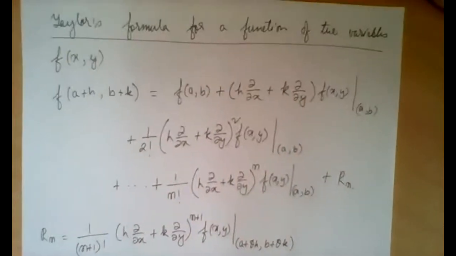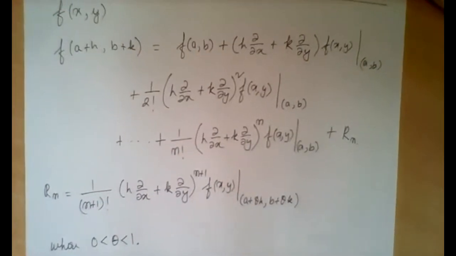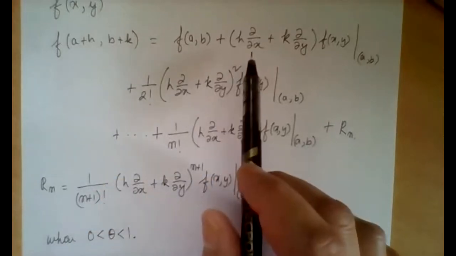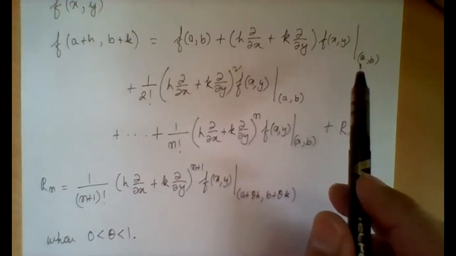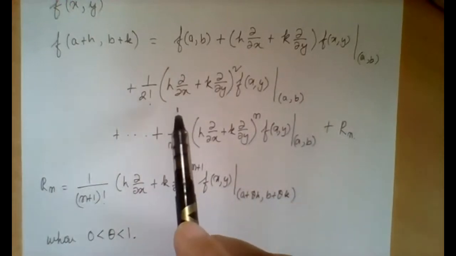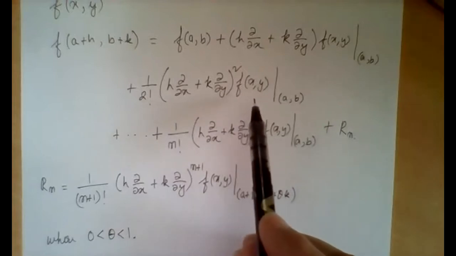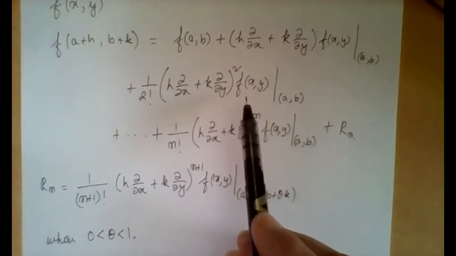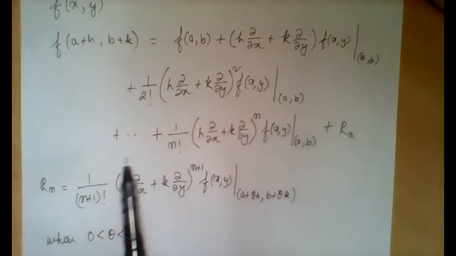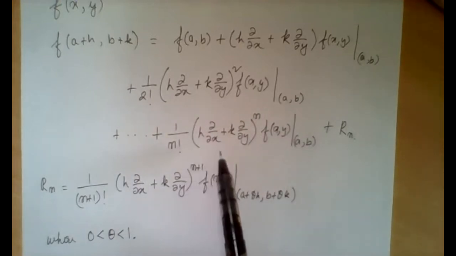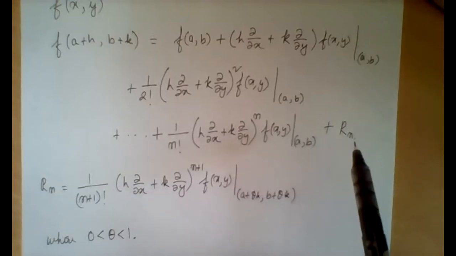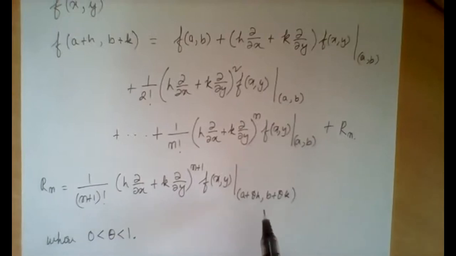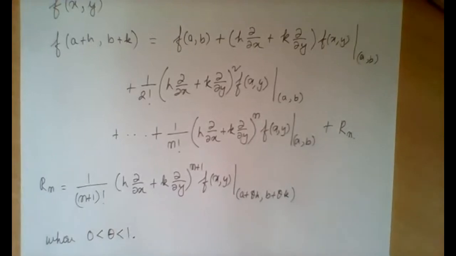So Taylor's formula for a function of two variables is this: the first order partial derivative operating on f calculated at the point (a, b), this is the second order partial derivatives operating on f and then calculated at the point (a, b), and so on till the nth order partial derivative operating on f calculated at the point (a, b), plus the remainder term, where the remainder term is given by this expression. This is Taylor's formula for a function of two variables.